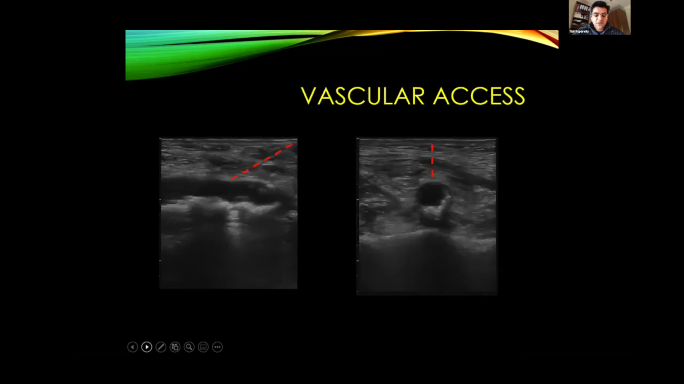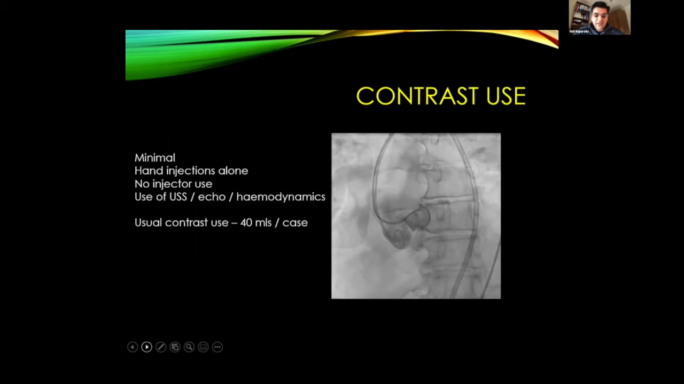With regards to contrast use, we used to use injectors with large volume contrast for aortography. Next slide. And now we just use hand injections because we have all this imaging from CT, and we often use only 40 mils of contrast per case, which is important, especially as many of these patients are comorbid with renal failure. Next slide.